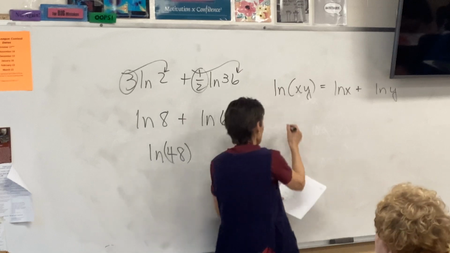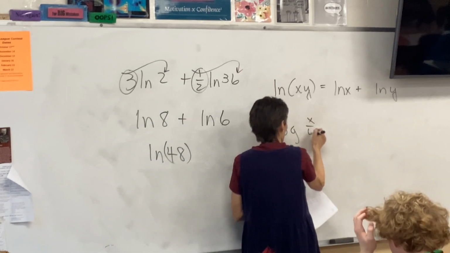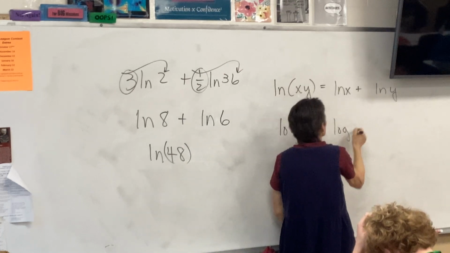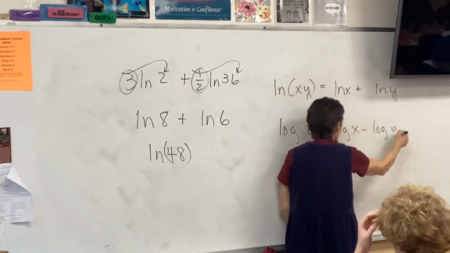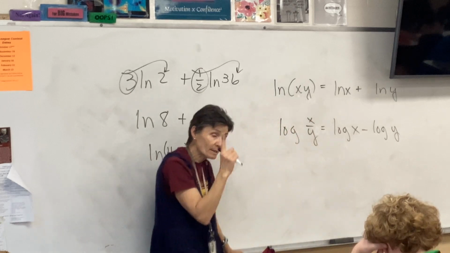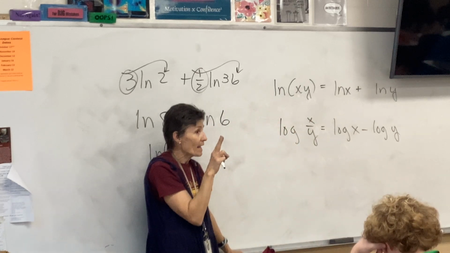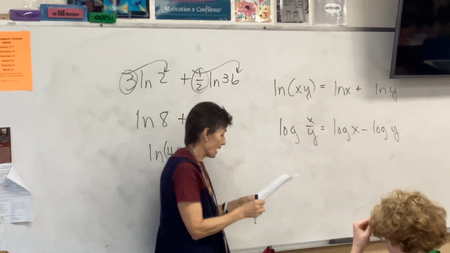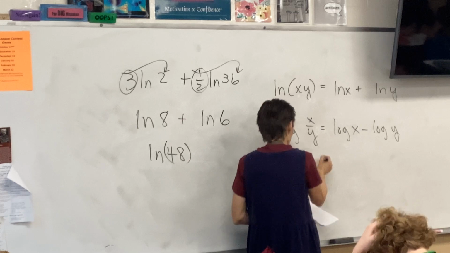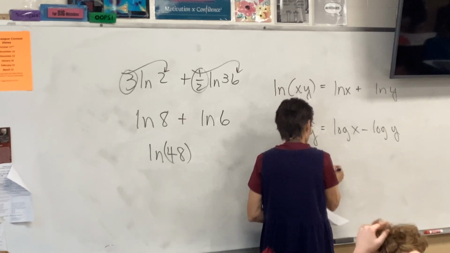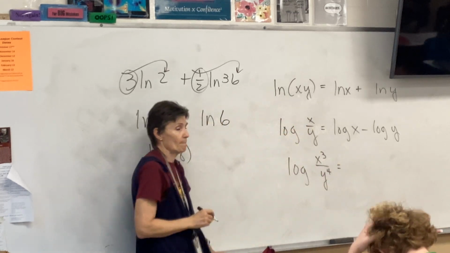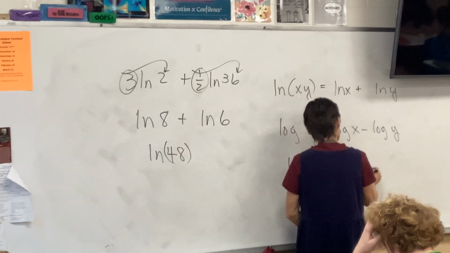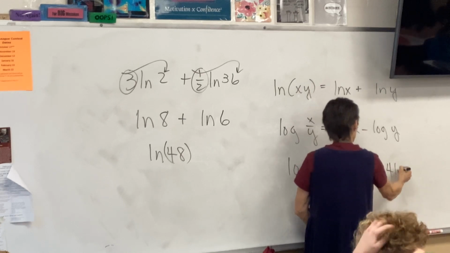What happens with the next one? Log x over y. Log x minus log y. That's exactly right. So instead of having one logarithm, now I have 2. How about C? Log x cubed over y to the 4th. What do you think about that one? 3 log x minus 4 log y.